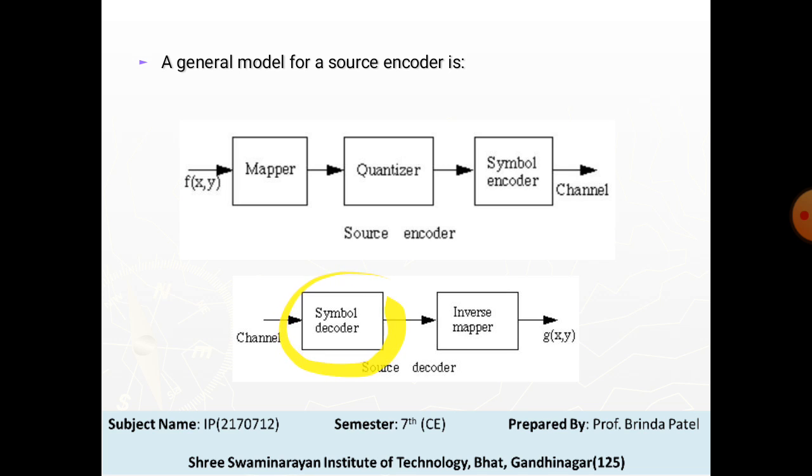Now the channel, symbol decoder and inverse mapper. Here is the general model belonging to the source decoder, and the inverse for the quantizer has been left out.